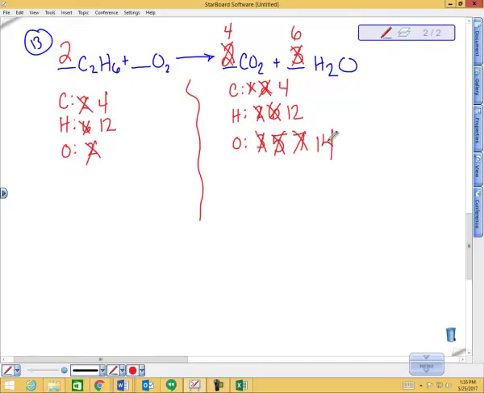So if I need 14 oxygens on the left, here's oxygen. What am I going to place in the front right there? 7, you got it. So there you go, you just balanced it. 2, 7, 4, 6. And that was actually just part A. All right, let's go to part B.